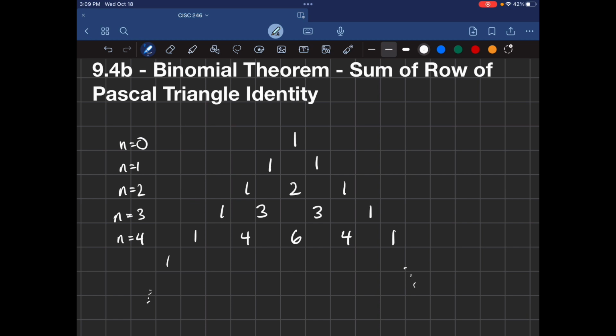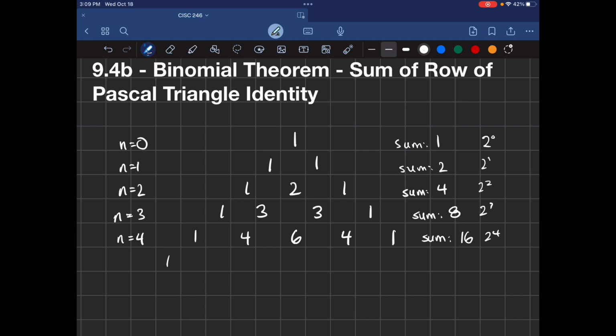like forever. But what we have is, if you look at the sum of each row, this would be 1. The sum of this row would be 2. The sum of this row would be 4. This sum is going to be 8. And this sum is 16. So it looks like they're powers of 2, right? You could say this is 2 to the 0, this is 2 to the 1, 2 to the 2, 2 to the 3, and 2 to the 4.